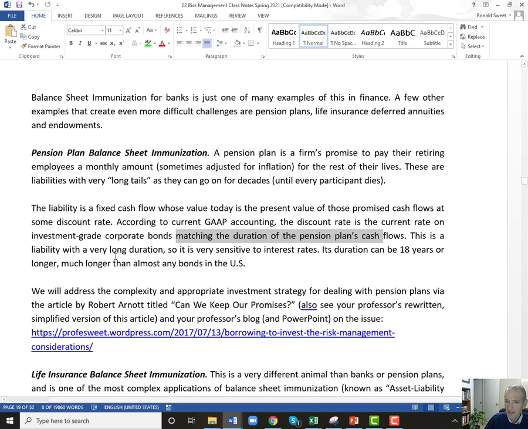What does that mean? It is very sensitive to interest rates. Its duration can be much longer than 18 years, much longer than almost any bonds available in the U.S. So remember, we're talking about balance sheet immunization. We have this liability that's very sensitive to interest rates, so we want to have assets that are very sensitive to interest rates, but those assets don't exist. We can't find bonds that have very, very long durations except in the swap market. That's where we can get that duration.